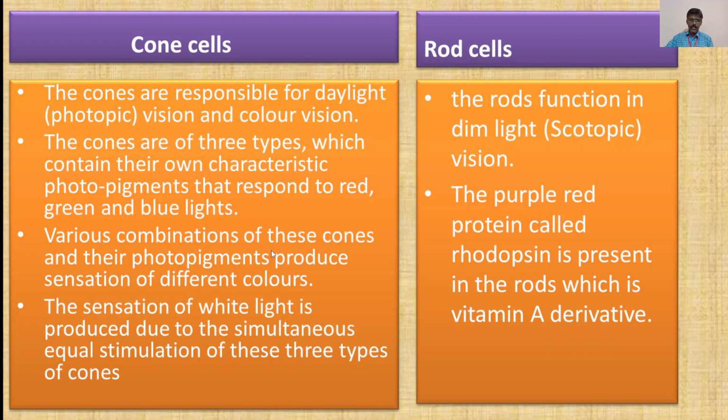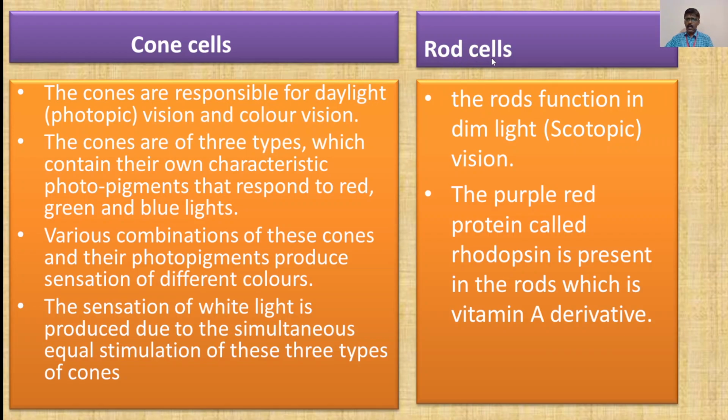Various combinations of these cones and their photopigments collectively produce the sensation of different colors as described earlier. The sensation of white light is produced due to the simultaneous equal stimulation of these three types of cones. Now this was about the cone cells and how the color vision and the photopic vision is realized because of the cone cells we have studied.